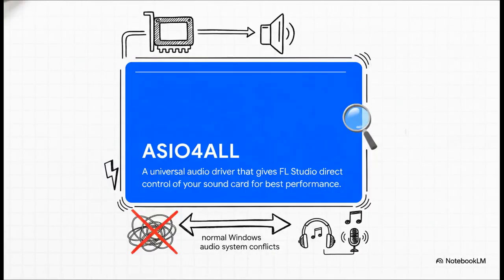So you're probably wondering, what the heck is ASIO for all anyway? Well, think of it like an express lane for your audio. It lets FL Studio completely bypass the normal Windows audio system and talk directly to your sound card. This cuts down on lag, which is great, but more importantly for us, it helps solve these exact kinds of weird conflicts. It's the go-to for troubleshooting for a reason.